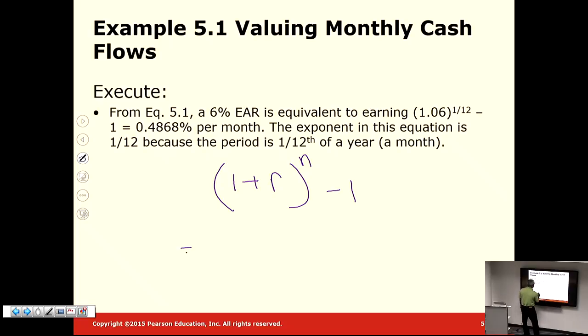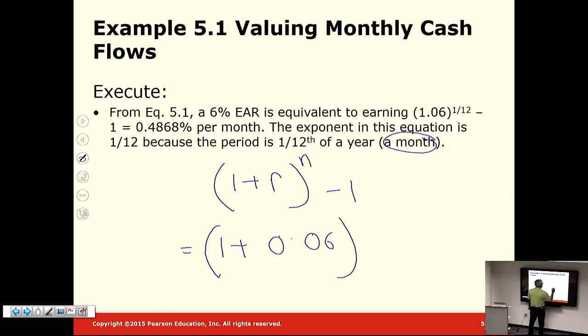That's the general formula. R is the effective annual rate, which is 6%. N is going to be the period over which I'm compounding my interest rate. And in this case, I'm doing this monthly. So this period is going to be 1 over 12. And then I'm going to subtract 1 from it.